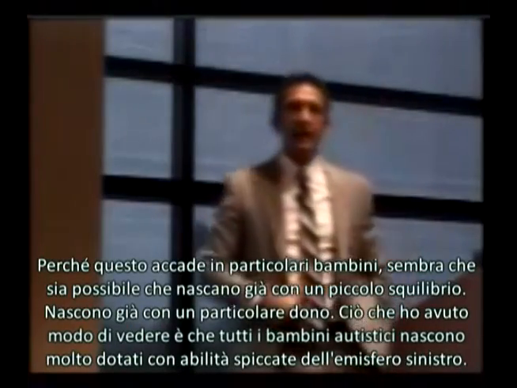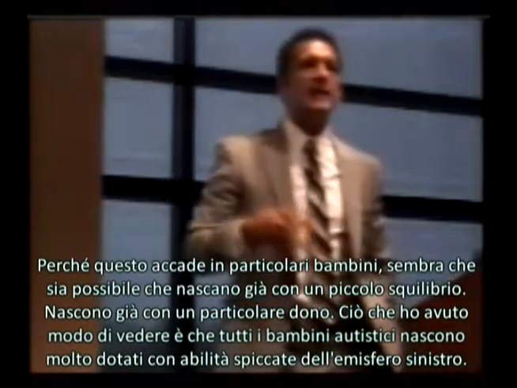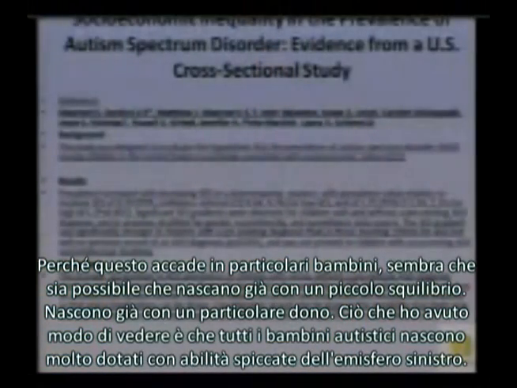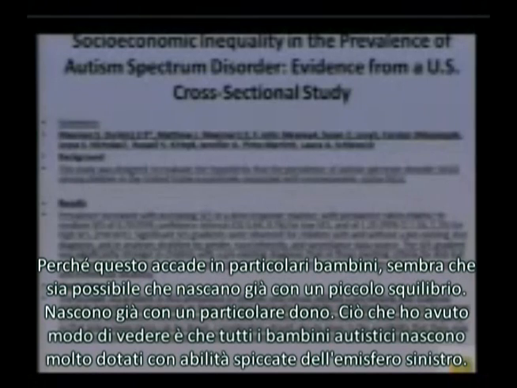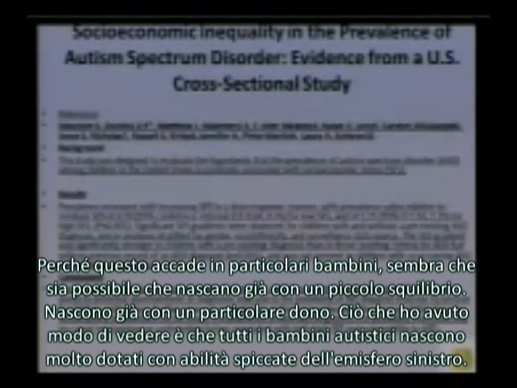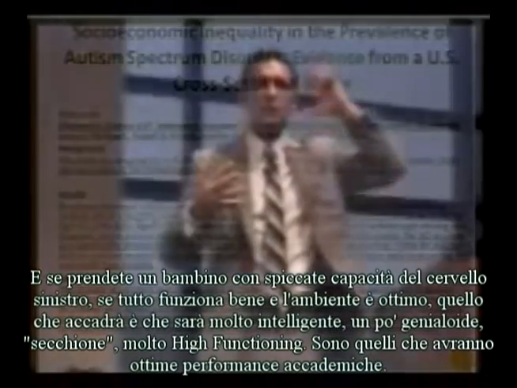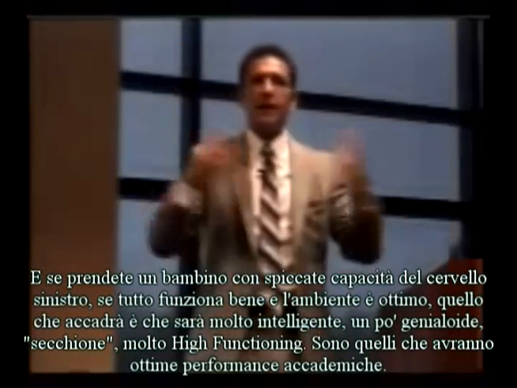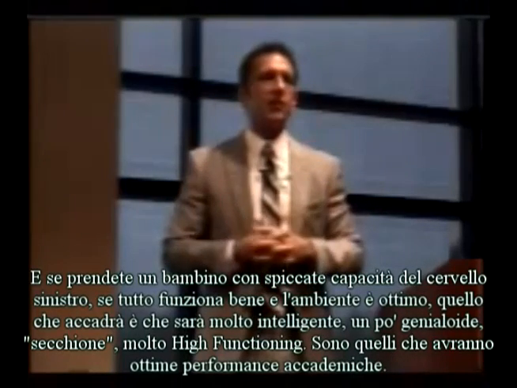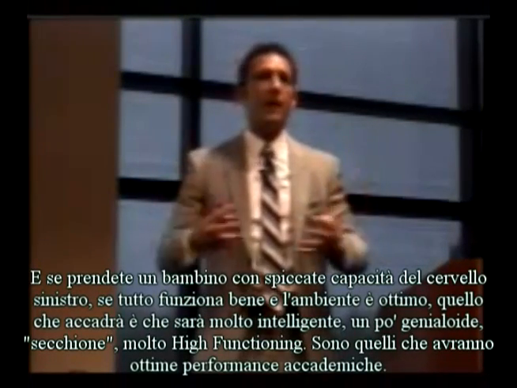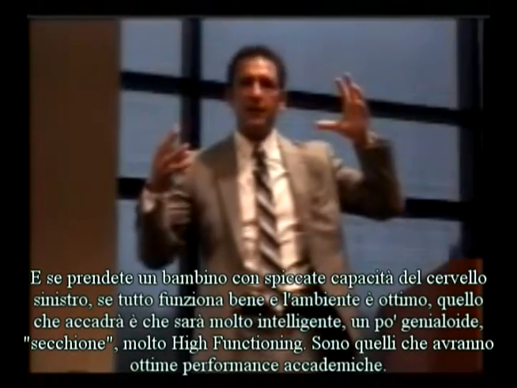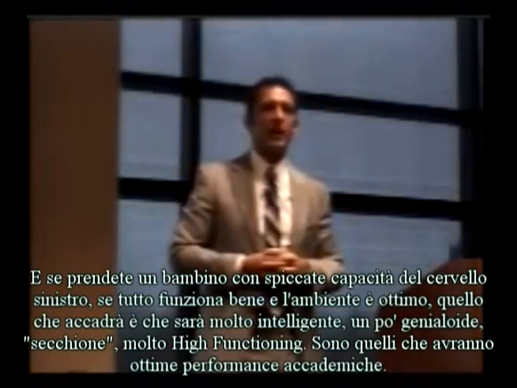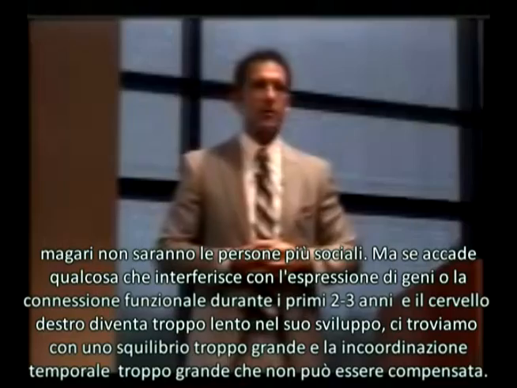Now, the other thing is, why does it happen in particular children? It's probably because they're already born with a little bit of an imbalance, because their personality type is that they're gifted. From what I've been able to see, all children with autism, I think, are born very gifted with left brain skills. If you take a child who has very good left brain skills, and everything works out perfectly fine and their environment is great, they're going to be very high functioning, maybe a little on the nerdy or geeky side, but brilliant individuals who do well academically. They may not be the most social person.